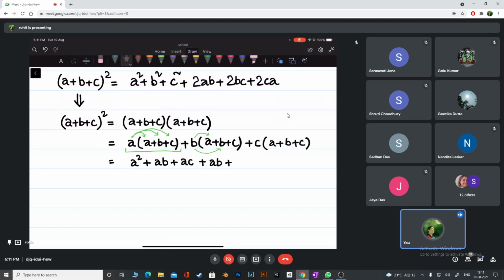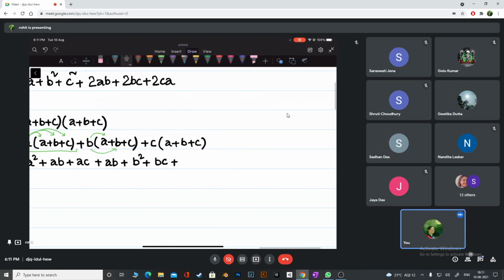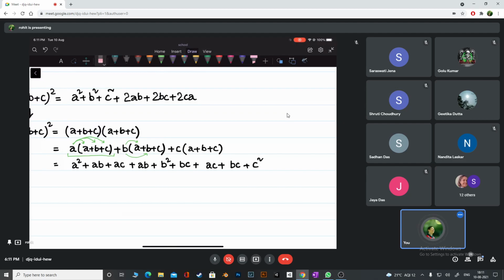So tell me, what will I write? B or B square now? B square. Plus what should I write? BC, B into C. Then plus, next one, tell me, the last one. C also should be multiplied with all of them. Tell me. AC. Instead of CA I can write AC also. Plus, CB, but we have already written BC. So let's write BC. Then lastly C into C will be how much? C square. Don't forget to write plus in between, otherwise your whole step will become wrong.